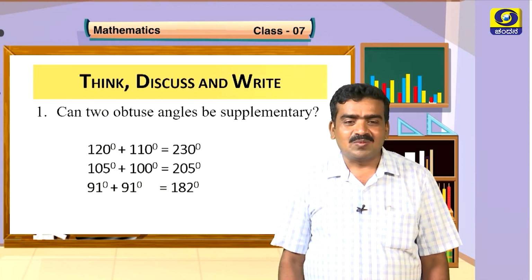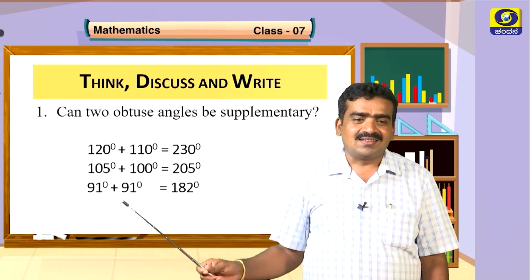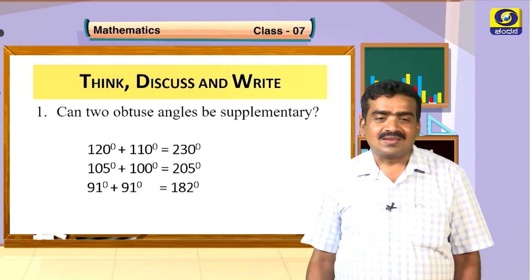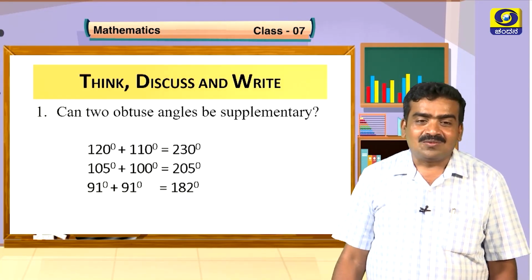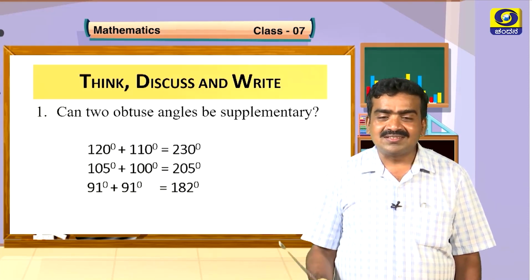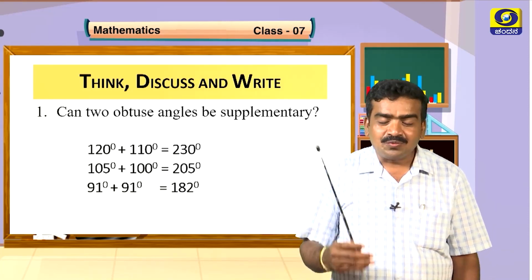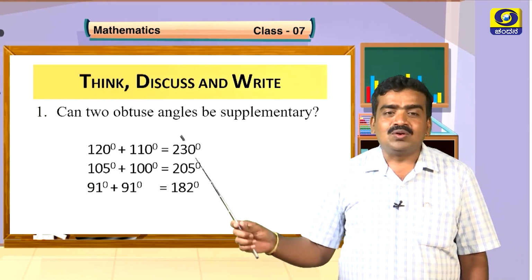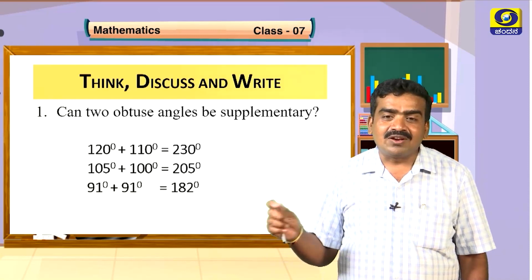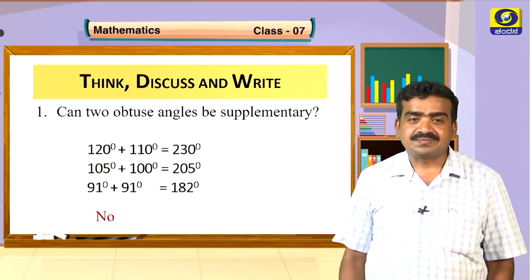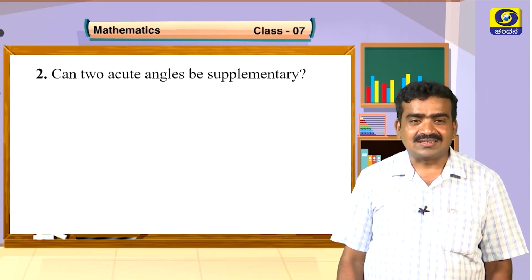Let us take much smaller value, that is 91 degree plus 91 degree. These two are also obtuse angles. What is their sum? It is 182 degree. It is 2 degree more than 180 degree. So therefore, what is the conclusion we can draw? Two obtuse angles never form supplementary angles. Our answer is no. Go to the next question.